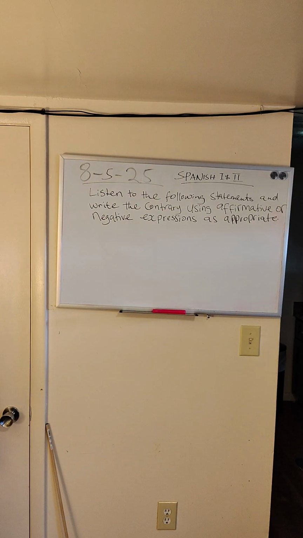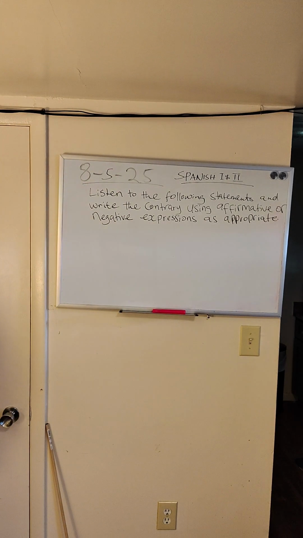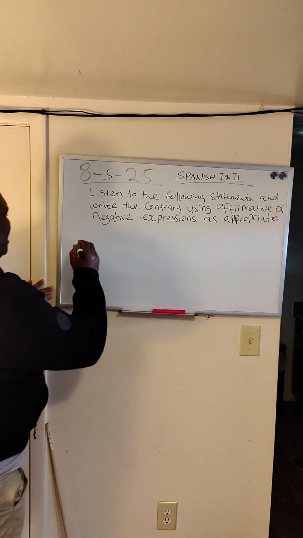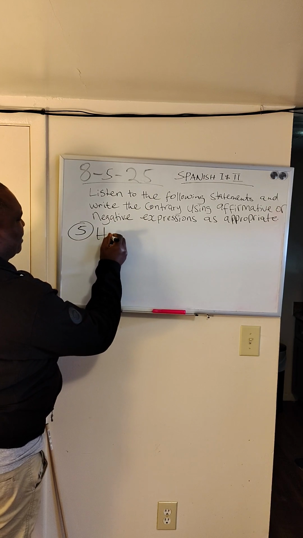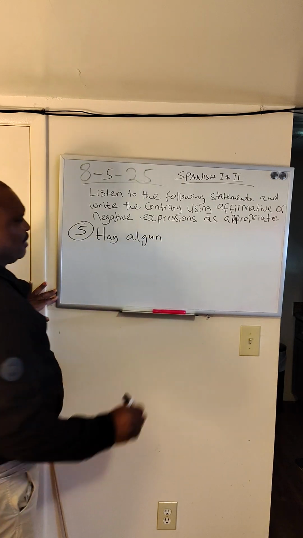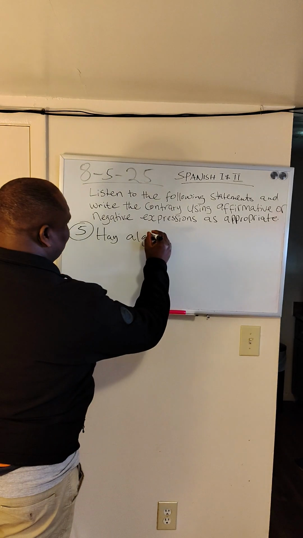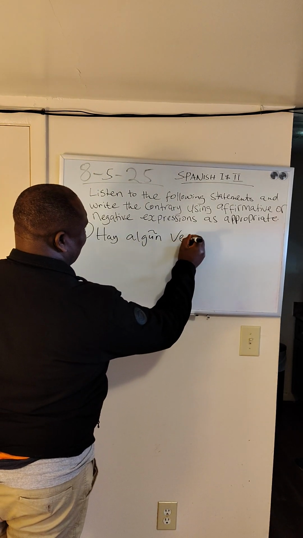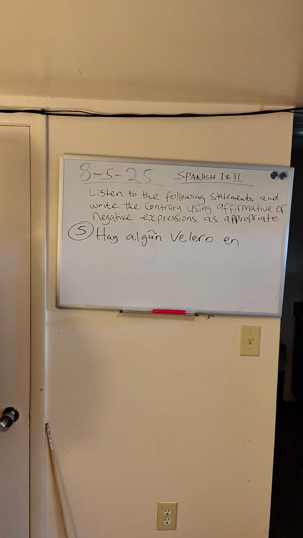So, hay algún velero en el mar. We look at up to number 4, so now this one will be our number 5. Our number 5 is saying, hay algún velero en el mar.